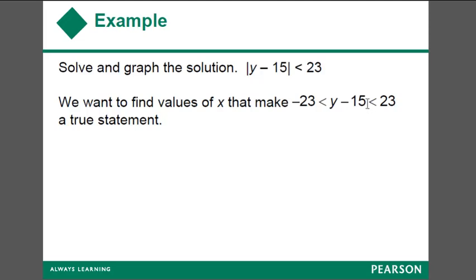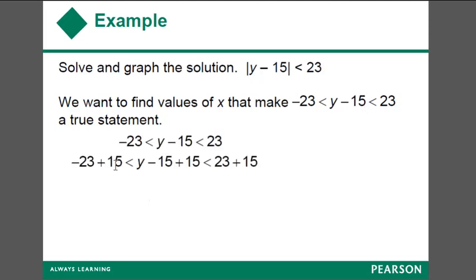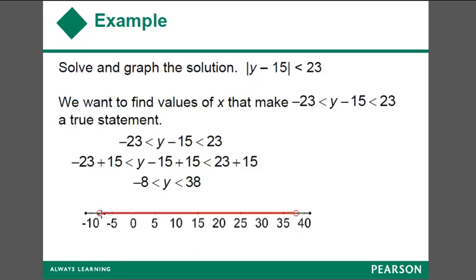So I have -15. I want to add 15 to all three sides. And I show that here. I've added 15 to the left side, 15 to the middle, and 15 to the right side. This will give me -8 is less than y, less than 38. So that means y has to be between -8 and 38. And here it is on my number line, -8, 38, and I've shaded in between.